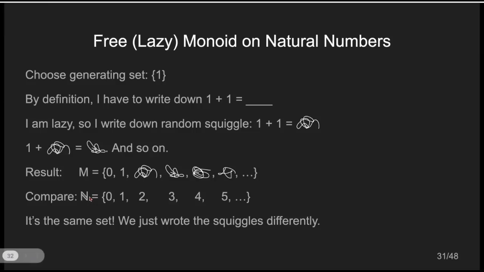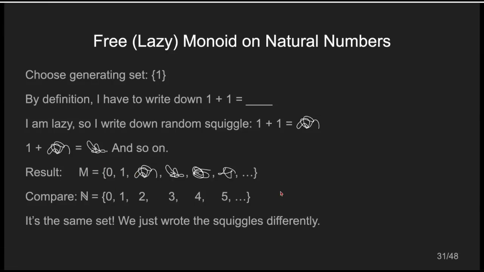Well, if we compare that to our set of natural numbers, it's clearly the same because I got 0, 1, 2, 3, 4, 5. It's the same set. So it could have happened by random chance that when I'm writing these random squiggles, maybe I wrote 2 by accident, I wrote 3 by sheer chance, etc. So I could have generated the natural numbers if I just got luckier with my choice of squiggles. Well, who cares what the squiggles are? So you can in fact say that this monoid is the natural numbers.